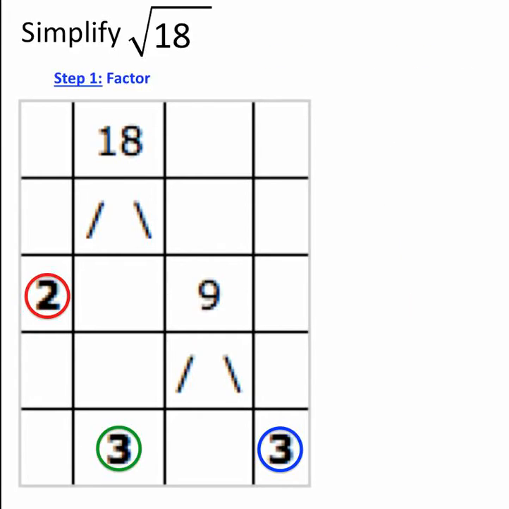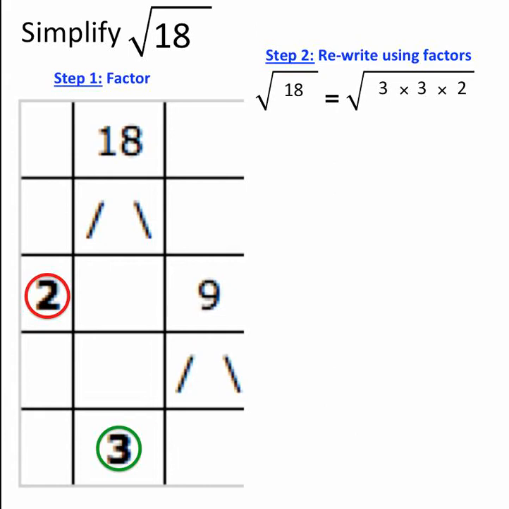Now that I know my factors, I can use that to rewrite my original expression using my factors. So I can say that the square root of 18 is equal to the square root of the product of its factors. In this case, 3 times 3 times 2.